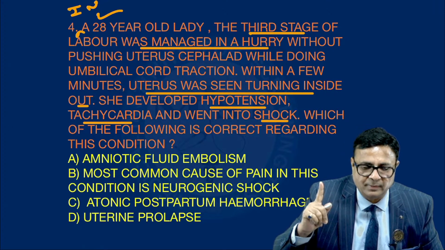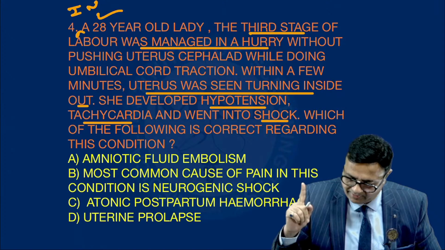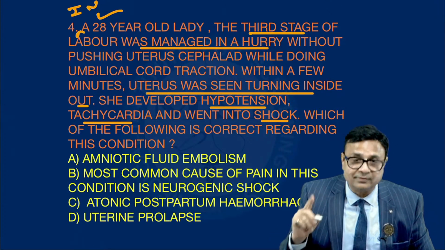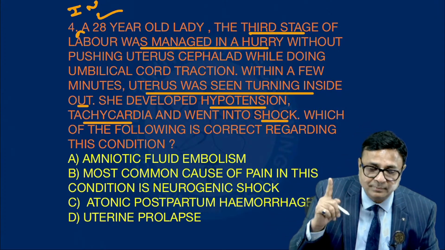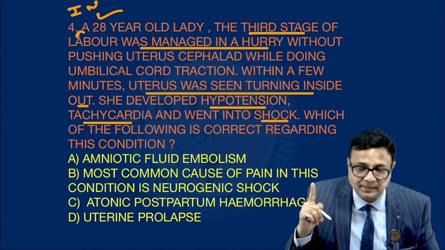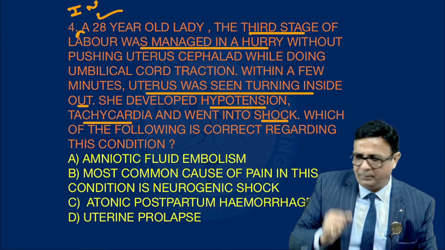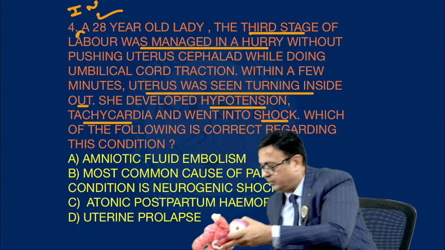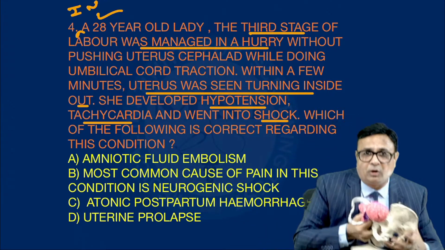What comes to your mind, beta? Rumani, Ankit, Sheikh. Rumani says D, uterine prolapse. Which of the following is correct regarding this condition? What is this condition, first of all? Can you name the condition? What is happening to her? What has happened? Let me show you first what is the question. The question clearly says that uterus was not pushed cephalad.